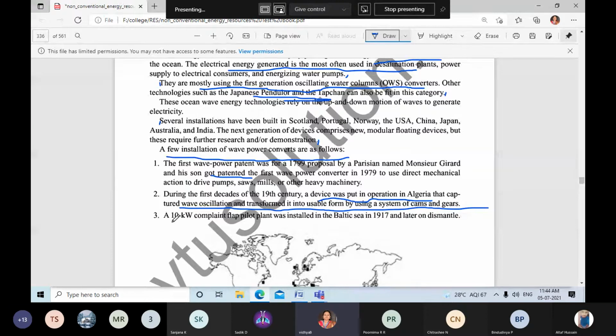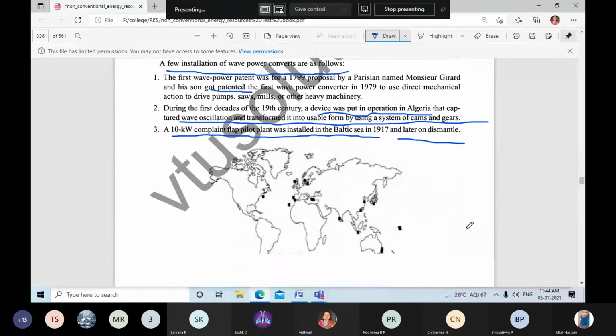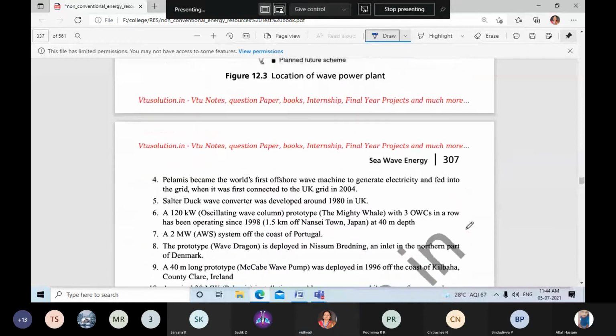Next, a 10 kilowatt compliant flap pilot plant was installed in the Baltic Sea in 1917 and later dismantled. Next, Pelamis became the world's first offshore wave machine to generate electricity and feed it into the grid when it was first connected to the UK grid in 2004.